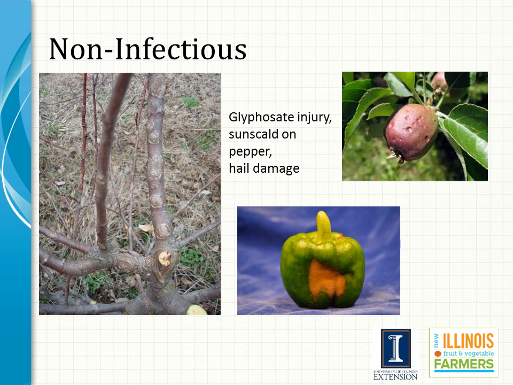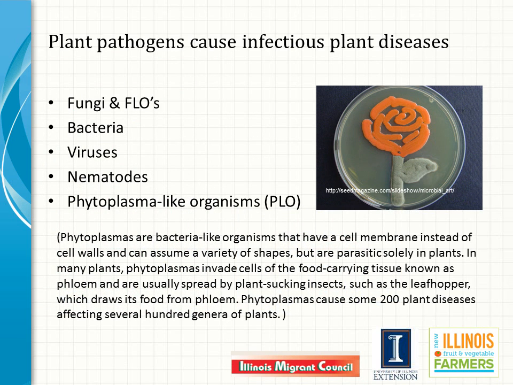Some examples of non-infectious diseases that are common in fruits and vegetables: glyphosate injury to apple trees. Roundup is glyphosate. Sun scald on pepper, and hail damage on apples. The kinds of plant pathogens that cause plant disease include fungi and fungus-like organisms, bacteria, viruses, nematodes, and phytoplasma-like organisms.